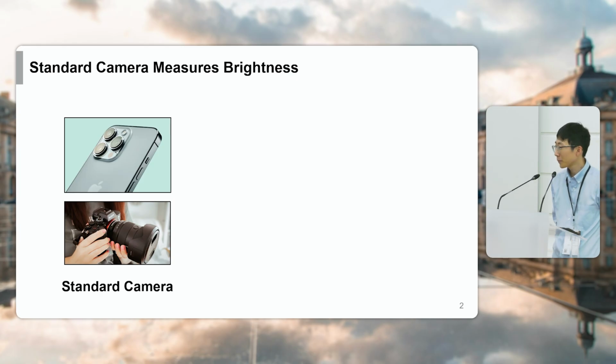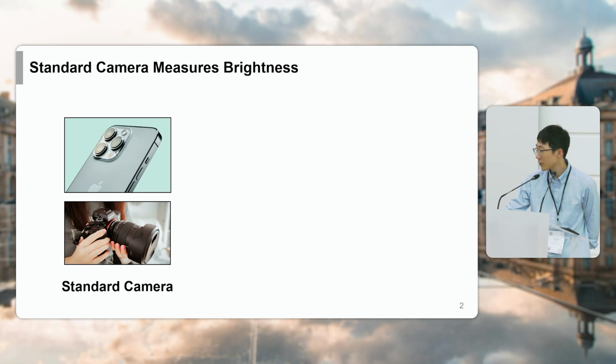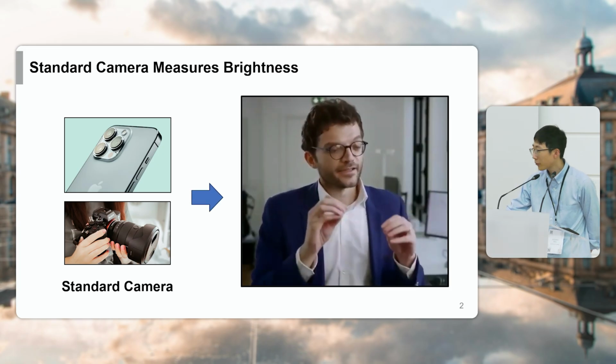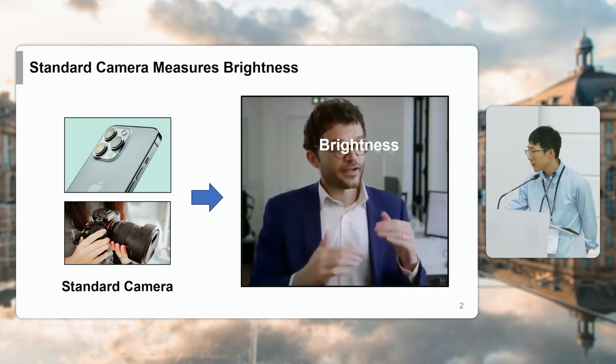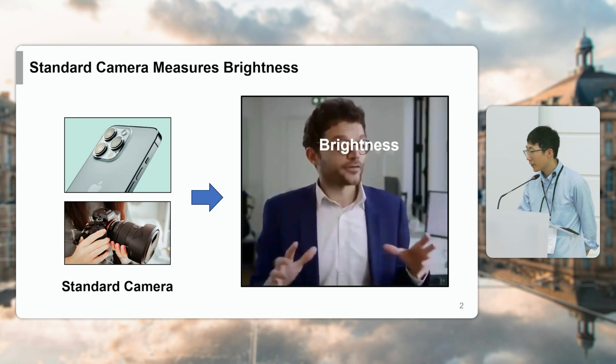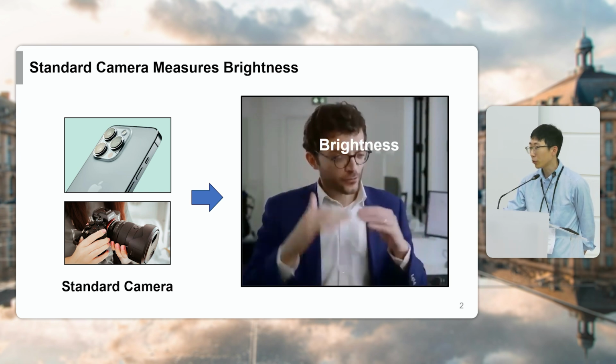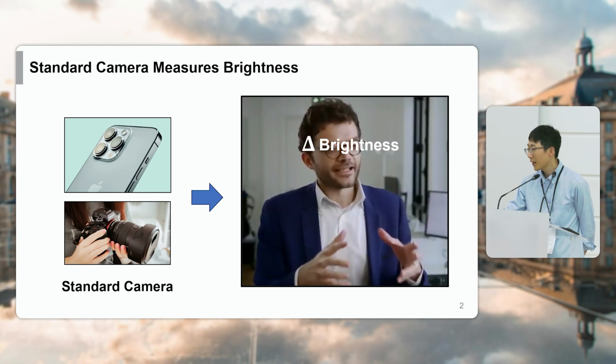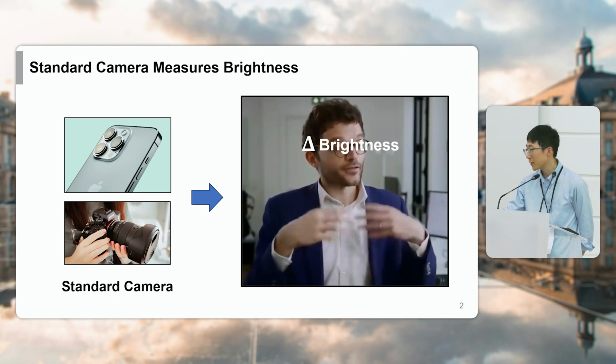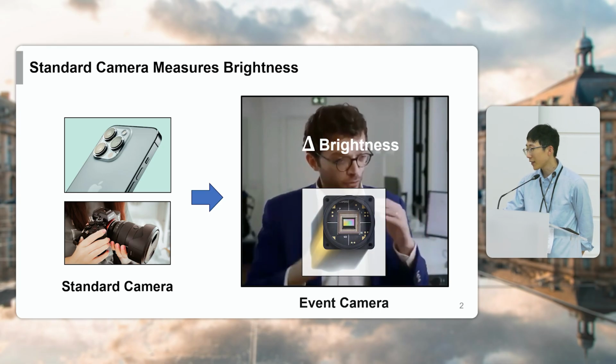So let's get started. When we think of a camera, we usually think of capturing images like this video. Each frame records the brightness of the scene. But what if, instead of recording the brightness itself, a camera only measures the temporal changes in brightness? In fact, there is a special type of sensor called an event camera that does exactly this.